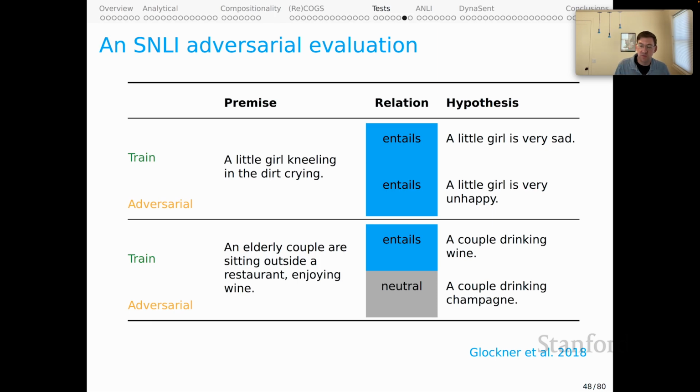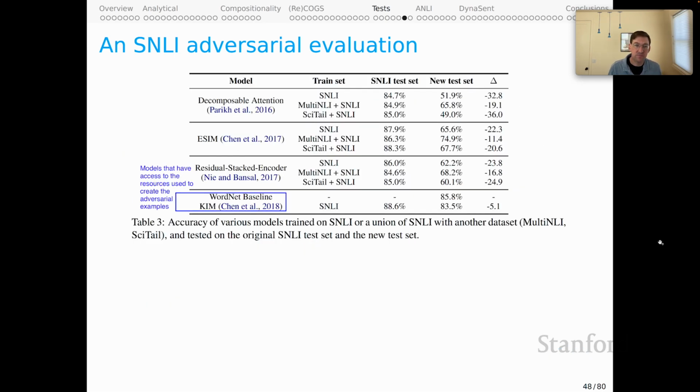The human intuition is that these examples are now neutral because wine and champagne are disjoint. But systems have only a very fuzzy understanding of that kind of lexical nuance, and so they are very prone to saying entails for this case as well. Again, an intuition about the systematicity of the lexicon and how it will play into our judgments about natural language inference, and we're just not seeing human-like behavior from these systems. Here is the results table from the Glockner et al.